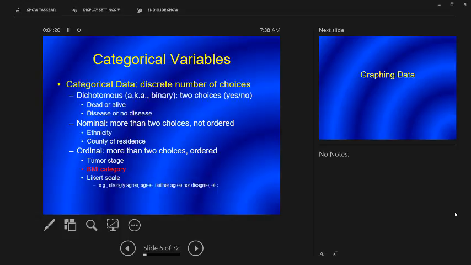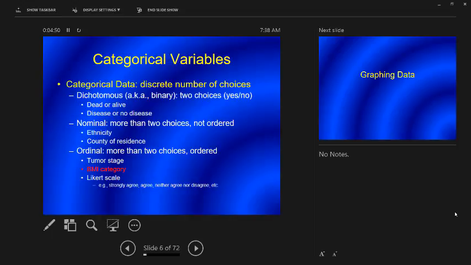So you might recall we talked about dichotomous, which is also sometimes called binary. And it's any variable that just has two levels: yes or no, present or absent, dead or alive, disease or no disease, male or female, etc. So any variable that only can assume one of two values is a dichotomous or binary variable. But if there are more than two values, then you have to decide if this categorical variable is either nominal or ordinal.